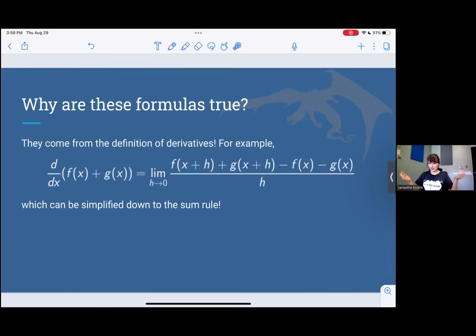Okay, so let's see all of that actually in practice. Just a reminder, going back to those last two rules, the sum and difference rule and the constant multiple rule also really just come from applying the limit definition. For example, if you're trying to find the derivative of adding two functions, you just apply the definition to f of x plus g of x, simplify it all down, and you end up getting just f prime of x plus g prime of x.